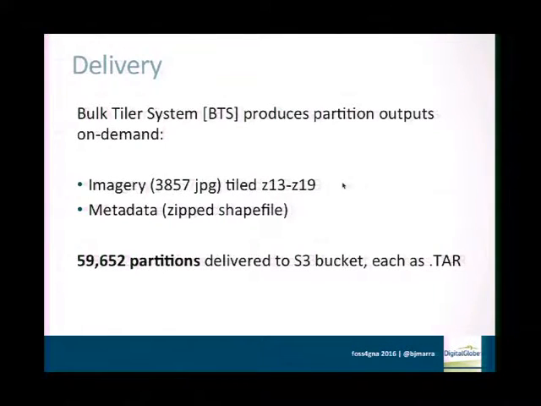So we have a bulk tiler system that basically goes out. It grabs imagery from the factory based off of what I tell it to, and it tiles out that imagery from zoom levels 13 through 19 and creates one of those partitions, 3857 JPEGs for Slippy maps. The metadata is also included in each one of those partitions. It's a shapefile that's zipped up and dropped into that partition, each delivered as a tarball, right? Not quite compressed, it's just a block of data delivered to S3.